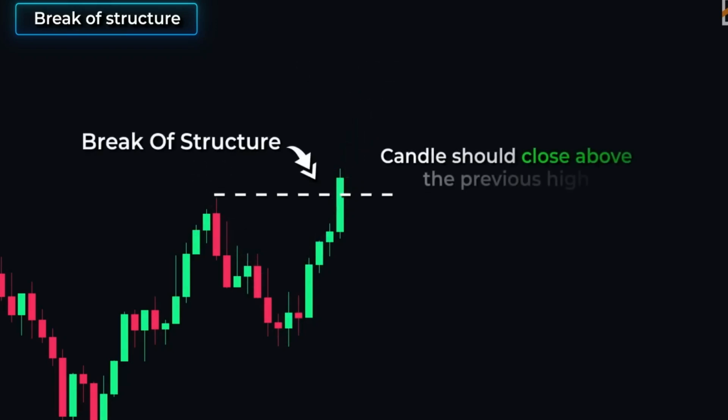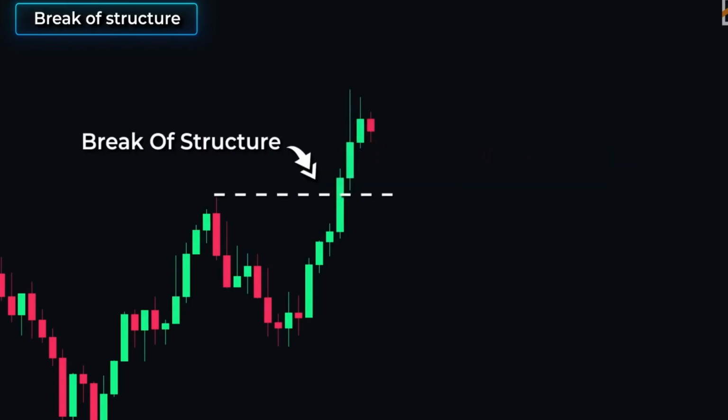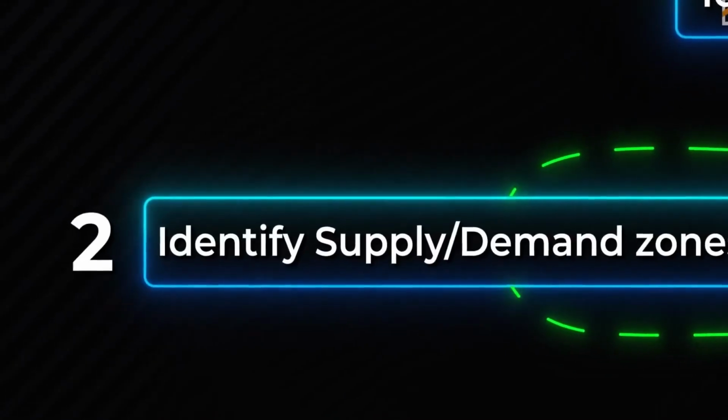Now, it's important that you wait for a candle to actually close above the previous highs for it to count as a break of structure. So wicks alone don't count. Once a break of structure is identified, we can move on to step 2, which is identifying a supply or demand zone.